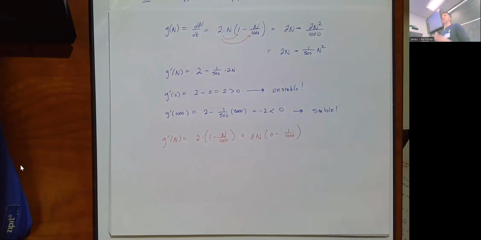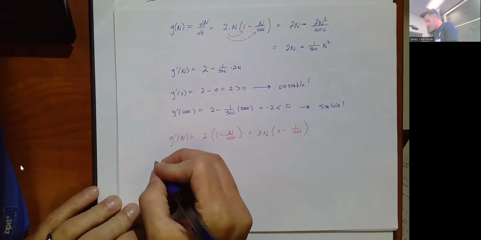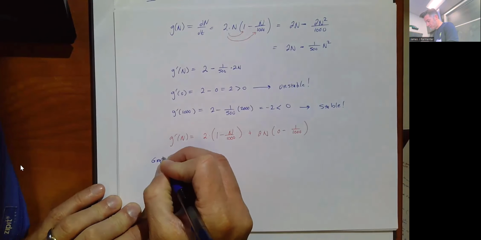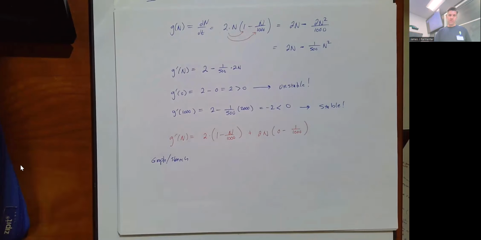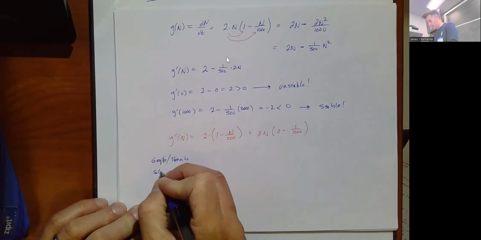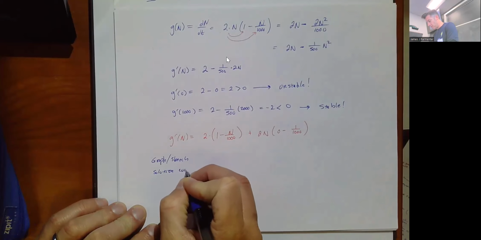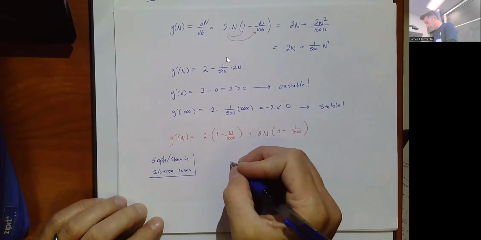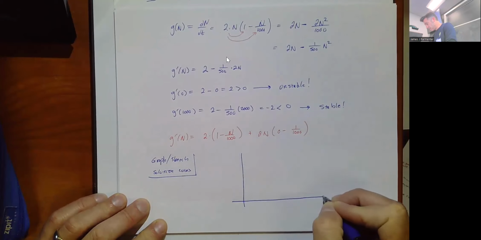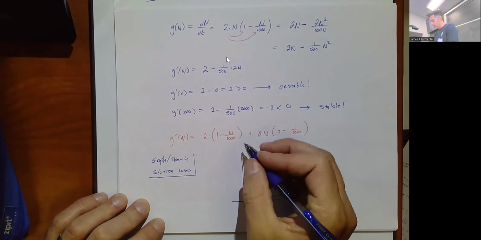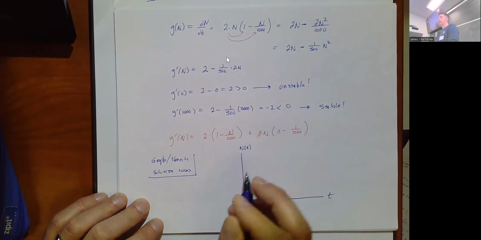The other thing people sometimes do is they ask you to graph what the solution curves look like. So sometimes people ask you to graph or sketch the solution curves, meaning we are graphing time on the horizontal axis and n of t on the vertical axis.